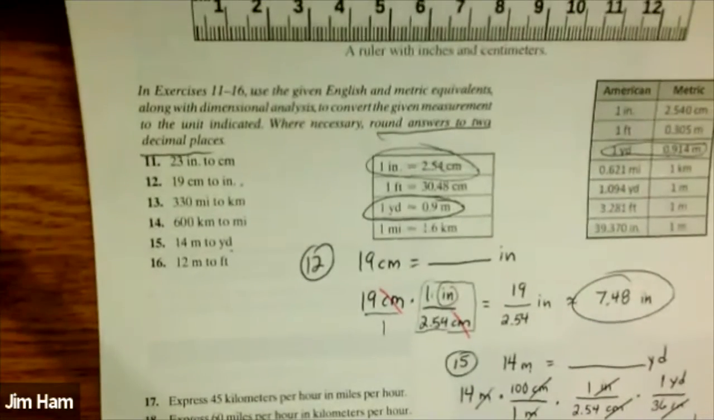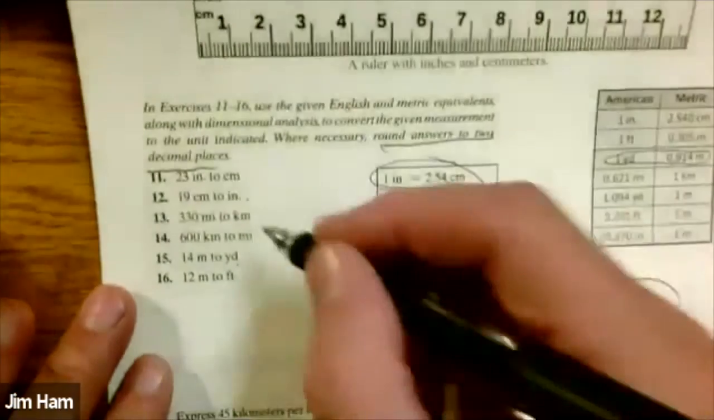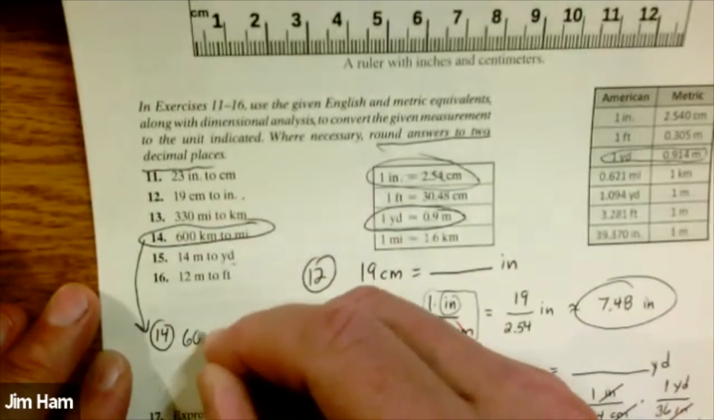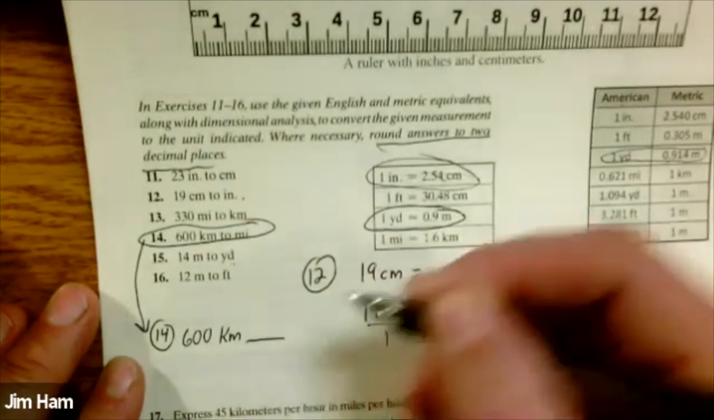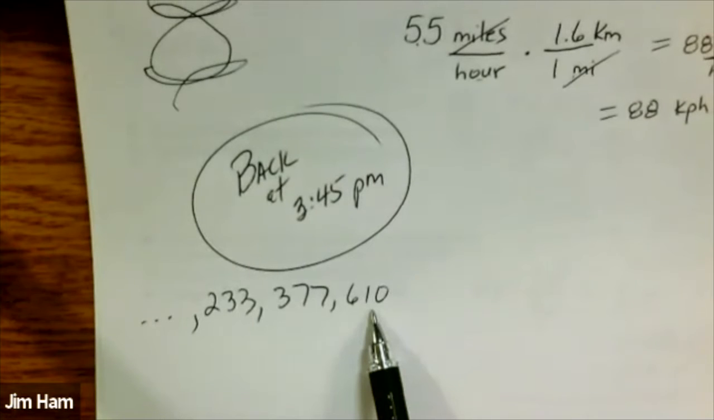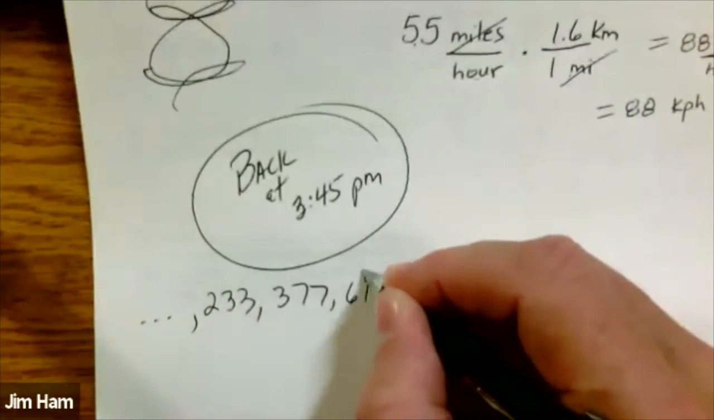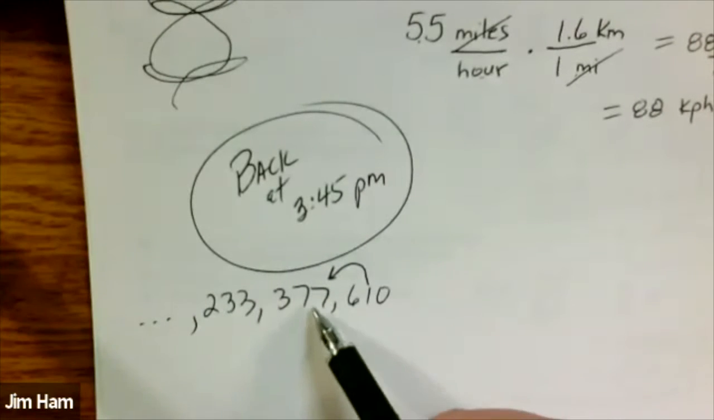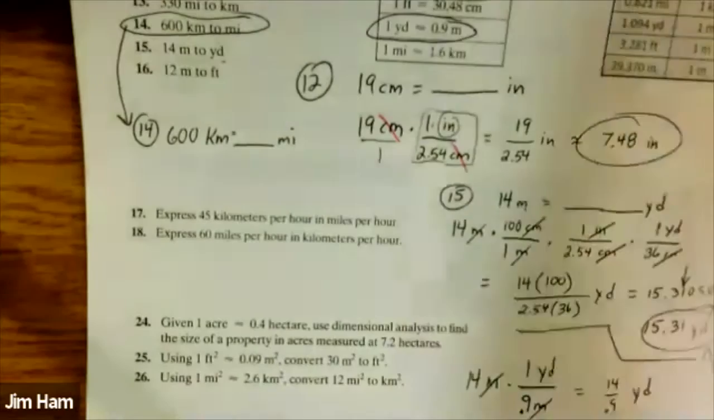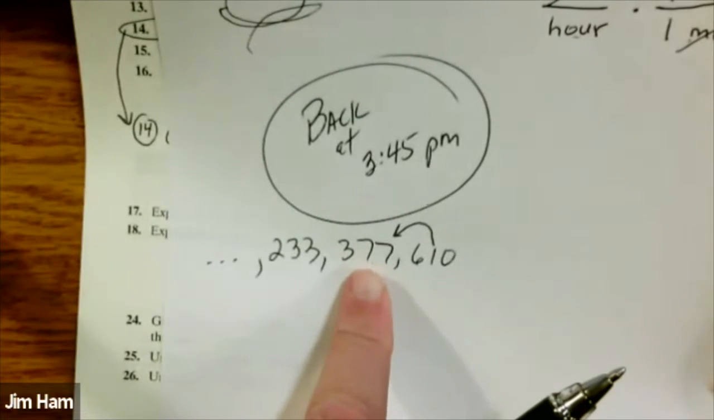Okay, let me stop here and let you do one of these. Why don't you go ahead and do number 14? Write your answer in the chat. 600 kilometers is equal to how many miles? I extend my Fibonacci sequence. It looks like 600 is here. And this is in kilometers. So if I wanted to convert to miles, I'd go back here. It's going to be a little bit less than 377, maybe 370, 365, 375, something like that. So if you get something close, but a little bit less than 377, that would be the correct answer.